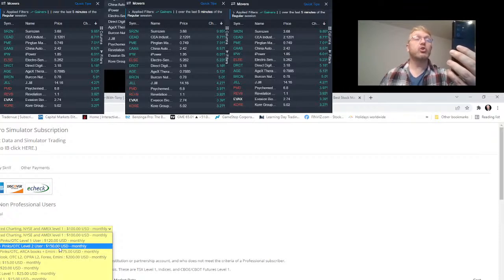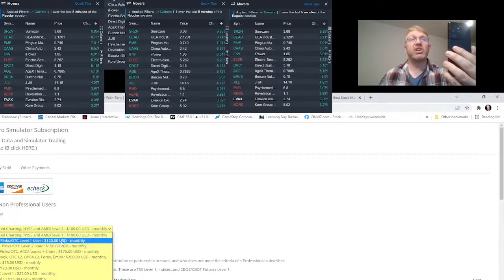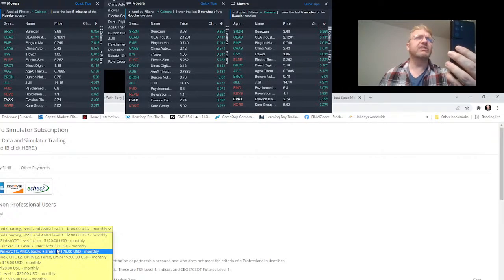Now, most brokers will give you a paper money account with their platform that they use. But if you've not got a brokerage account and you just want to learn how to trade before you put money into a broker, then this is what you would do. You come to this one or Sterling or Lightspeed or another platform and you subscribe.